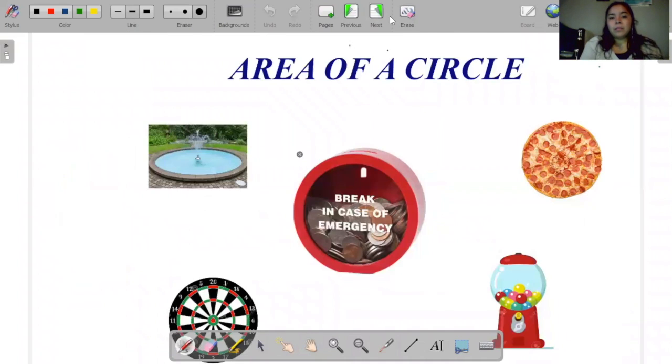Today we're going to be learning about the area of a circle. How can we find the area of a circle? Let's take a look at the next video. This video will explain to you how the formula was developed to find the area of a circle. Please pay attention to the video and write down any questions or comments that you might have.